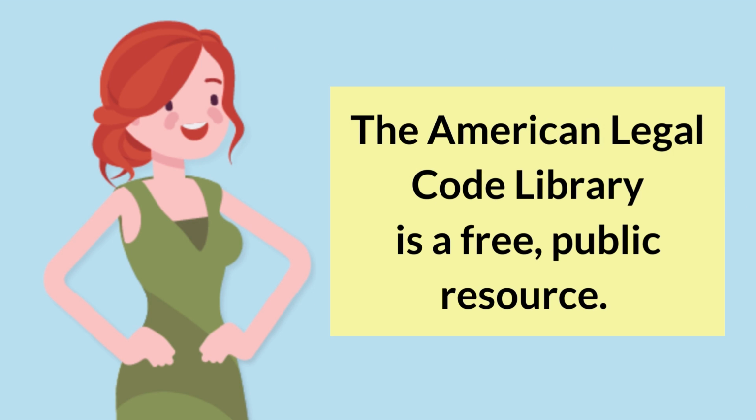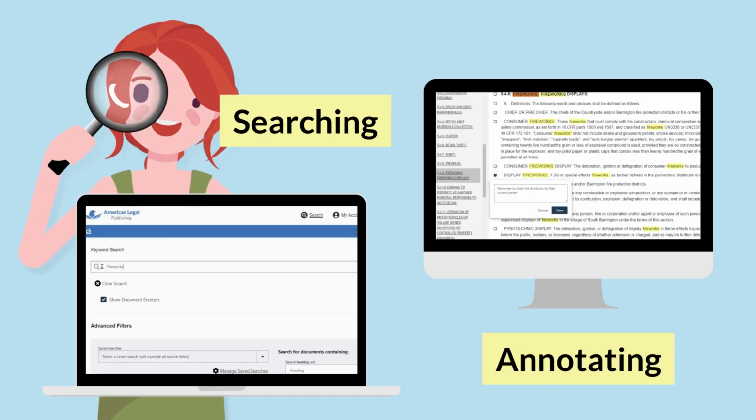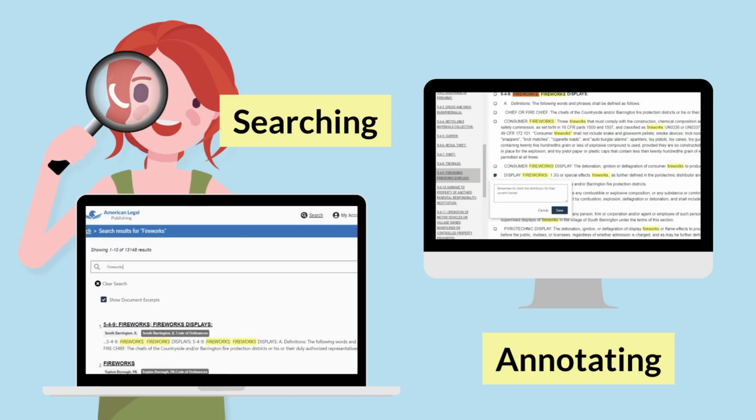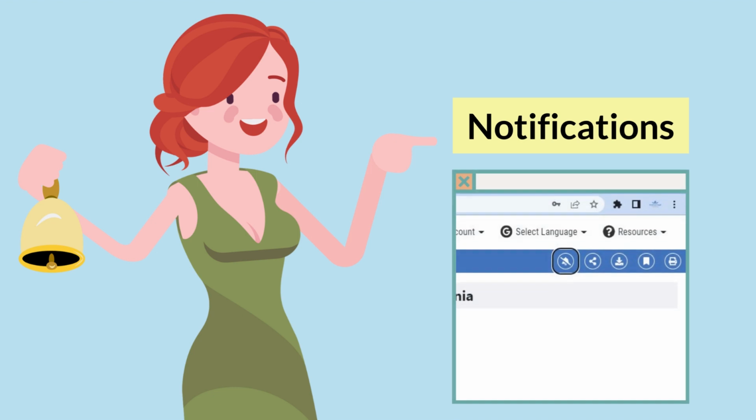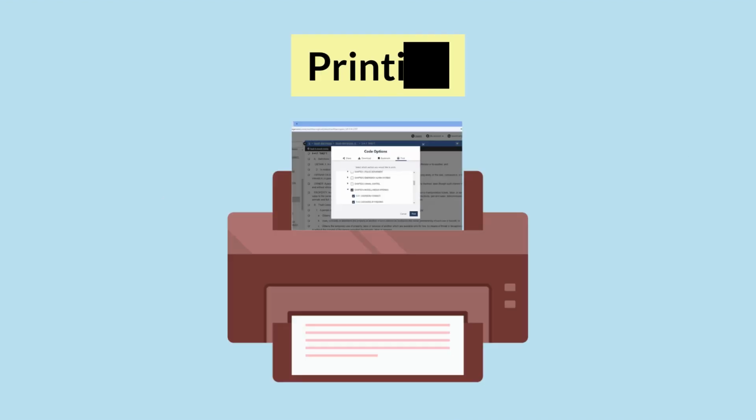The American Legal Code Library is a feature-rich municipal code resource that is freely accessible to the public. The Code Library offers a variety of functions for searching, annotating, bookmarking, sharing, automatic update notifications, and printing code that can be accessed through the creation of a free user account.